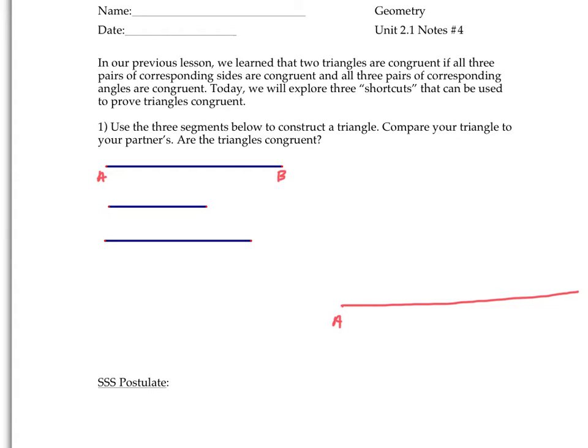Now take your compass, put the compass point on point A, and the pencil point on point B. Just strike a little arc to make sure that your compass is set to the length of line segment AB. Bring it down to your new line segment, put the compass point on point A, and strike an arc so it intersects your line. And that point where your arc from your compass intersects the line, label it as point B. Okay, next, come back up to your segments.